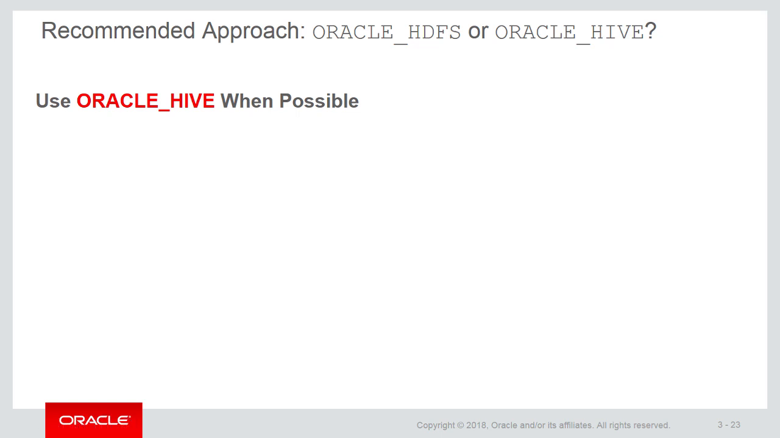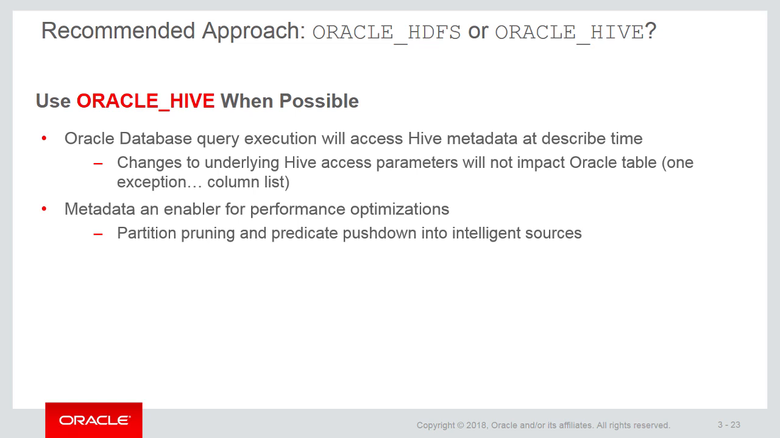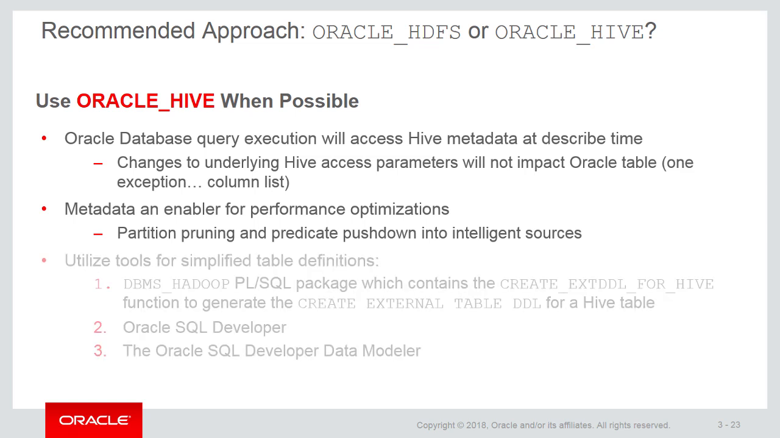Use the Oracle Hive Access driver when possible. The shape of the table is fixed. You define columns in Oracle external tables. Therefore, if you add columns to the table in Hive, then the external table must be updated with the new columns. However, changes to partitioning, file types, and so on can change, and there are no required changes to the Oracle external table. We will talk about the performance features in Lesson 4, Oracle Big Data SQL Performance Features.